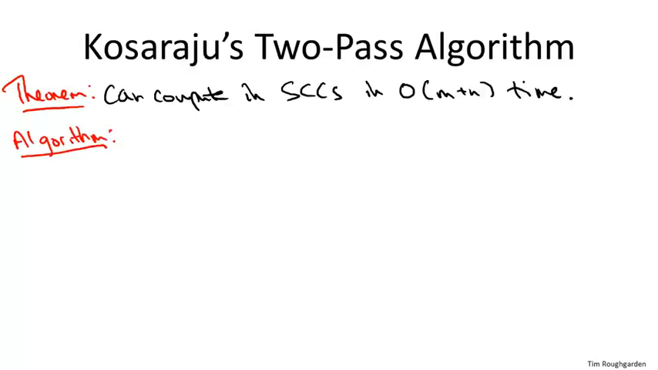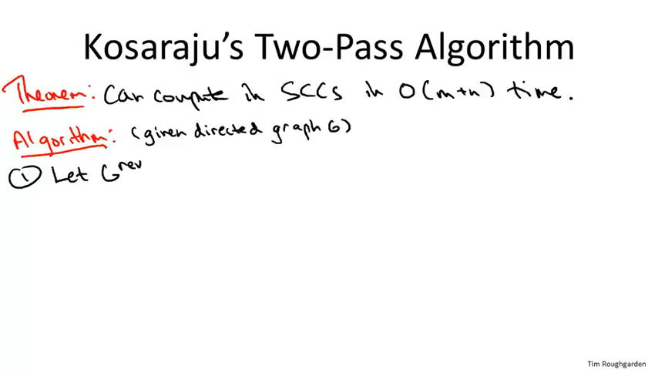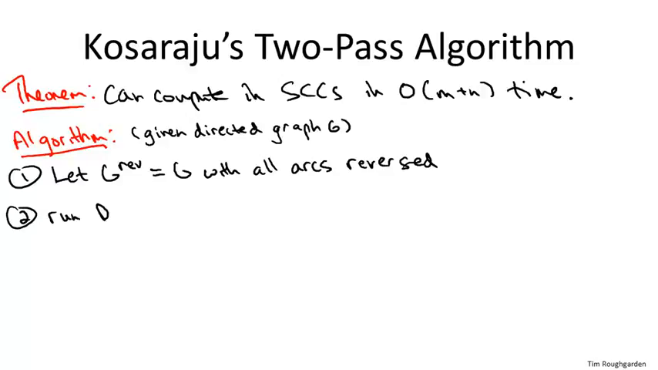Kosaraju's algorithm is shocking in its simplicity. It has 3 steps. Let me tell you what they are. First, very mysteriously, we're going to reverse all of the arcs of the given graph. Totally not clear why that would be an interesting thing to do yet. Then we're going to do our first pass, our first depth first search, and we're going to do it on the reverse graph. Now, the naive way to implement this would be you literally construct a new copy of the input graph with all of the arcs in the reverse direction and then just run depth first search on it.